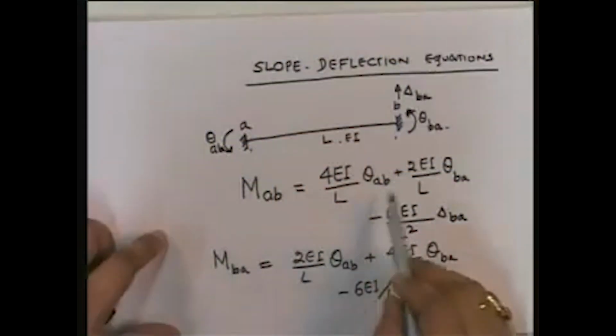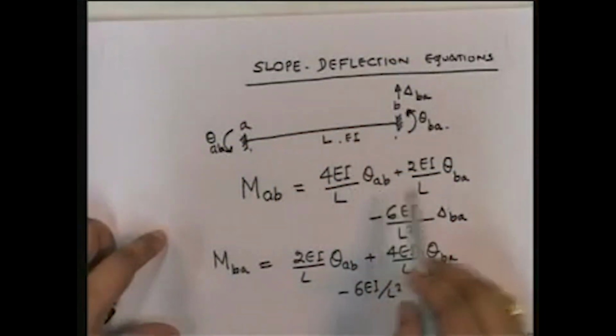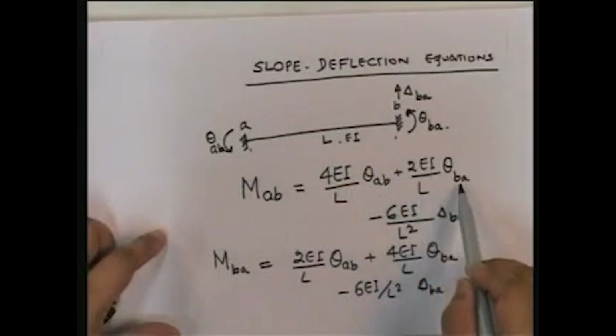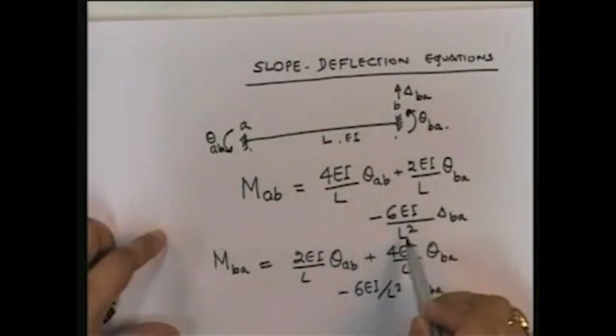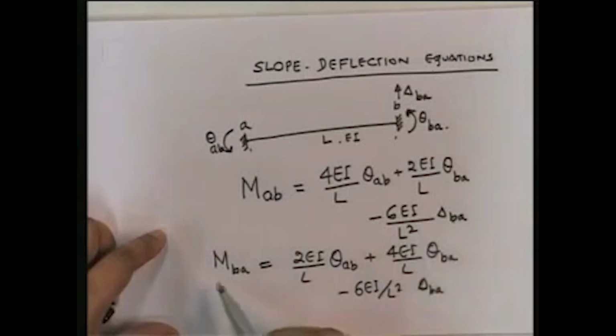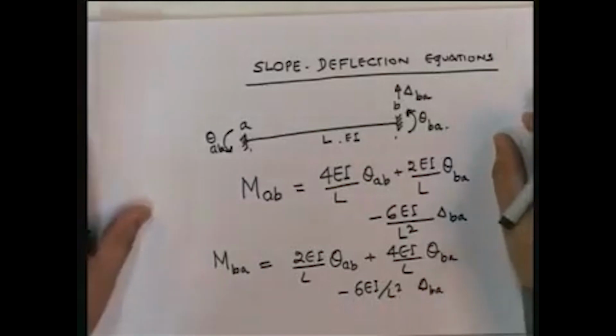Please look at the slope deflection equations. M_AB is equal to 4EI upon L theta AB plus 2EI upon L theta BA minus 6EI upon L square delta BA. M_BA is equal to 2EI upon L theta AB plus 4EI upon L theta BA minus 6EI upon L square delta BA. Okay. These are the classical slope deflection equations. Now, let us see how we can develop this.